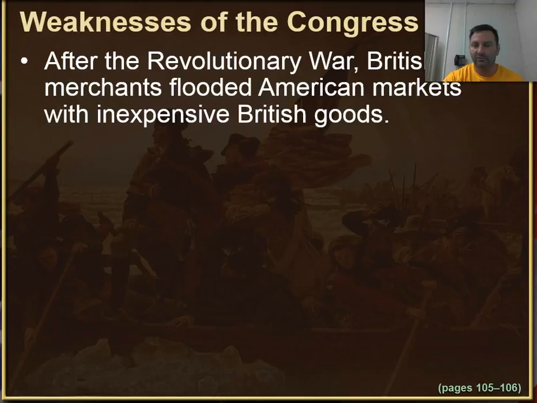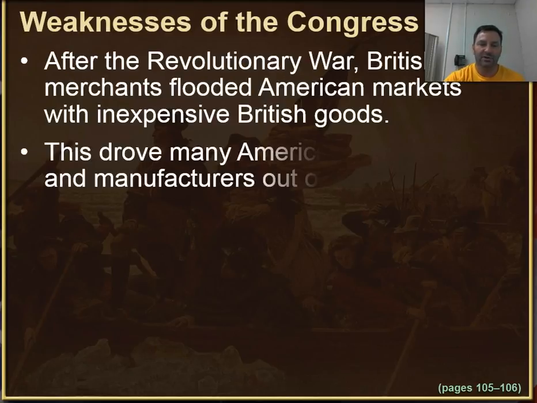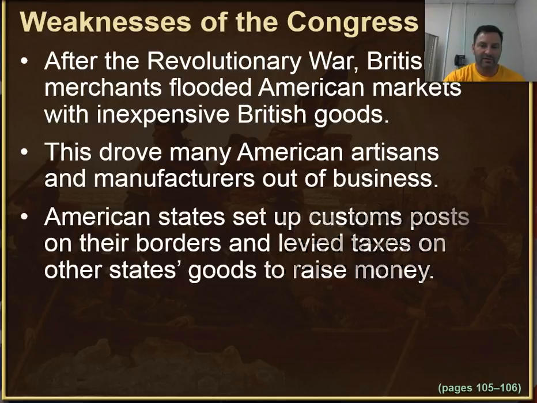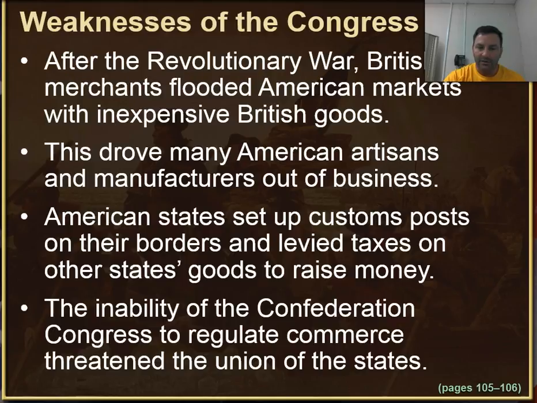After the Revolutionary War, British merchants flooded American markets with inexpensive British goods. This drove many American artisans and manufacturers out of business. American states then set up customs posts on their borders and levied taxes on other states' goods to raise money. The inability of the Confederation Congress to regulate this commerce threatened the Union of the United States.